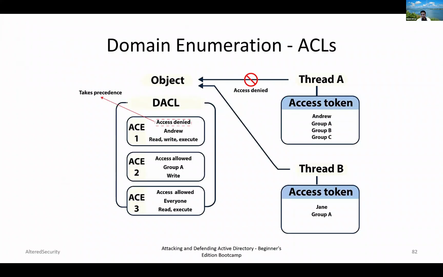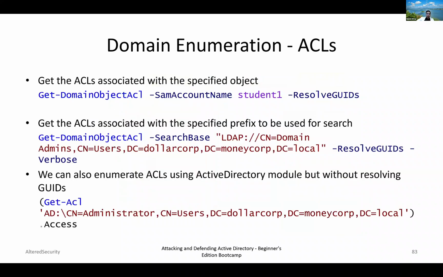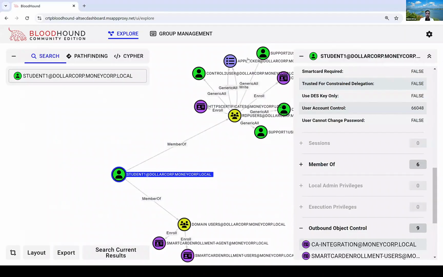I hope now we know and appreciate ACLs. So how do we get it from the command line? We can use PowerView's Get-DomainObjectAcl, or as we saw, we can use Bloodhound's collectors to collect it and analyze it later on.